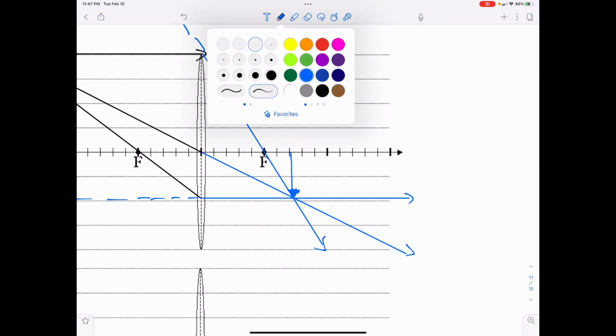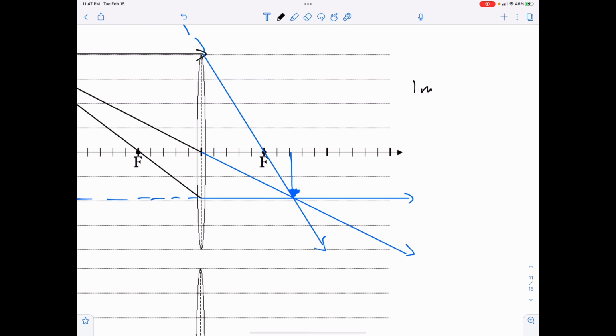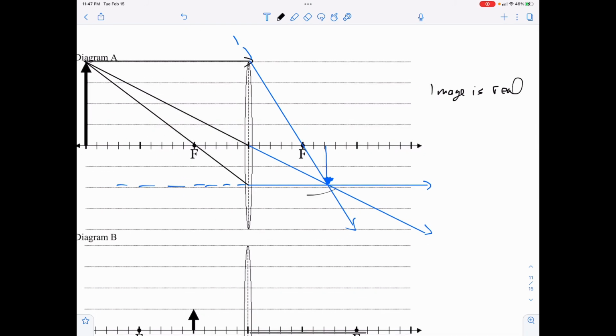So what we notice for this one is, this time the image is going to be a real image. Why? Real images form on the far side of lenses. Think about that. Mirrors reflect the light in front, so real images would occur in front of a mirror. What do lenses do? Lenses refract light on the other side of the lens. So real images form on the far side of lenses as opposed to the near side of mirrors.